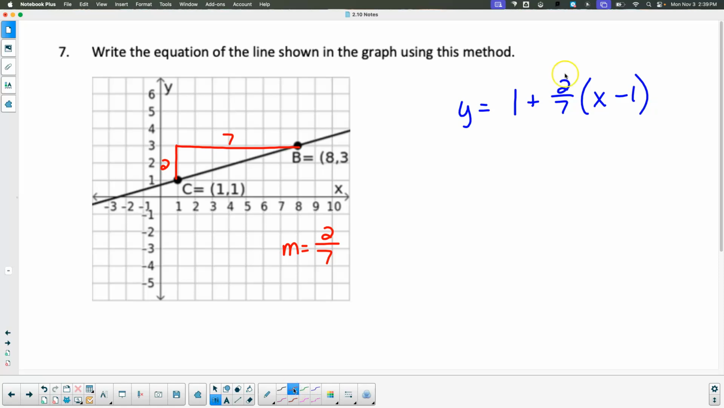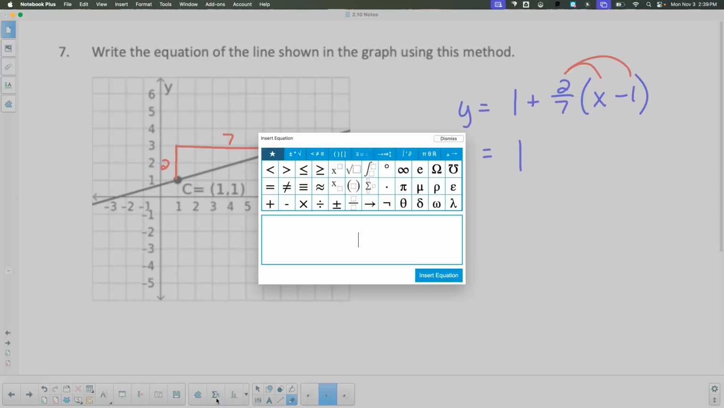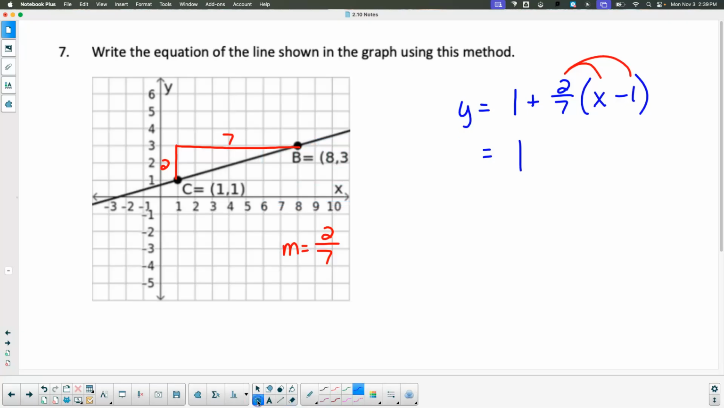Distribute. 2 sevenths times x. 2 sevenths x. 2 sevenths times negative 1. Negative 2 sevenths. Oh yeah. Negative.